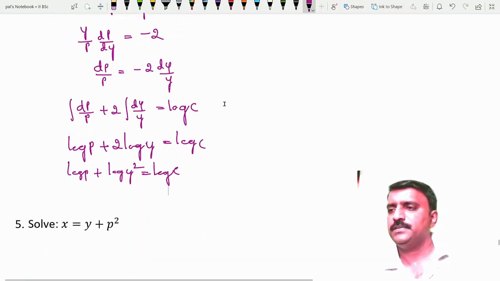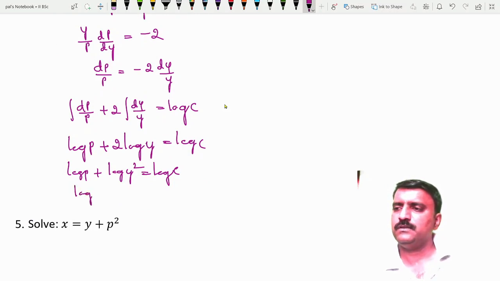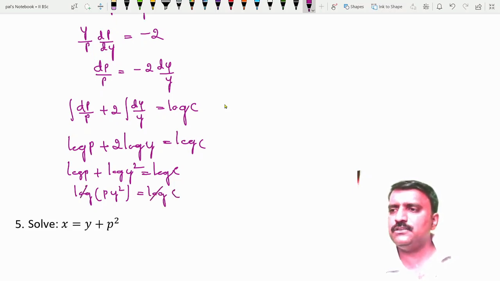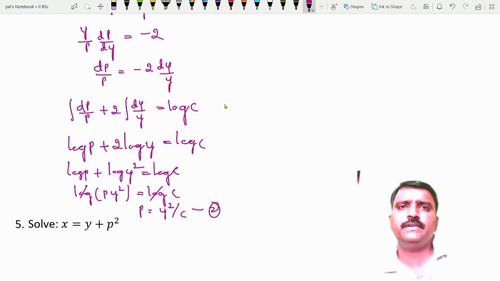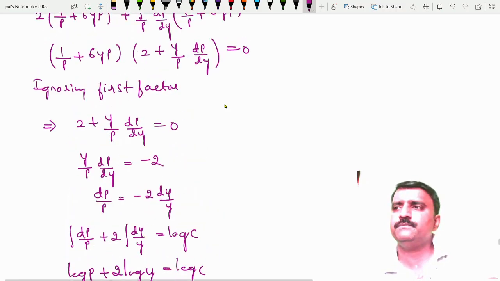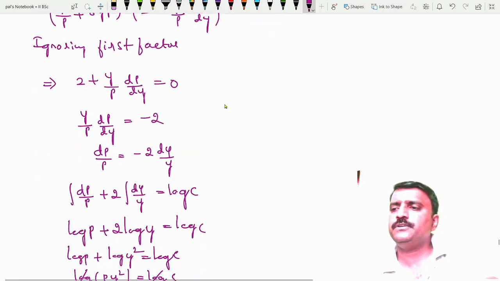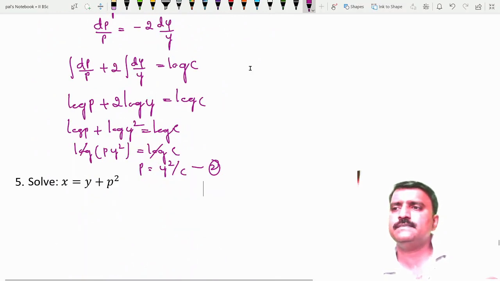Again, you write this as log of py square, because log a plus log b is log ab. Log of py square is equal to log c. So we can cancel the log on both sides. Then p is equal to y square divided by c. Take it as 2. So substituting 2 in 1, because our intention is to eliminate p from equations 1 and 2. By using 2, you write p is equal to y square by c.